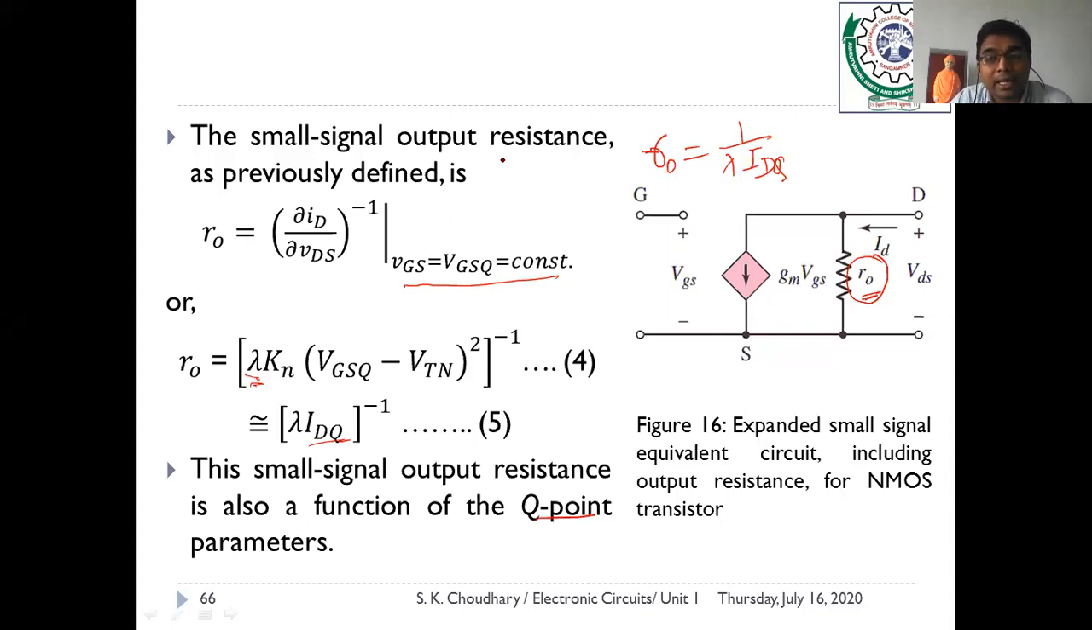Now this diagram would be modified for the circuit diagram that we chose initially. So which circuit diagram did we choose initially? Common source circuit. And we have to now see how this small signal equivalent circuit would be reconverted in the form of the common source configuration.